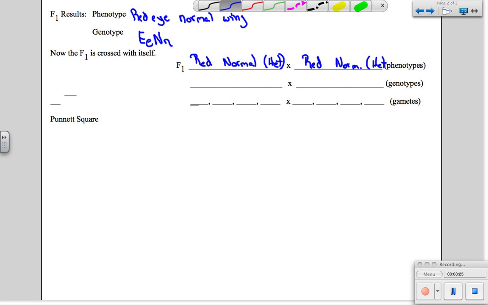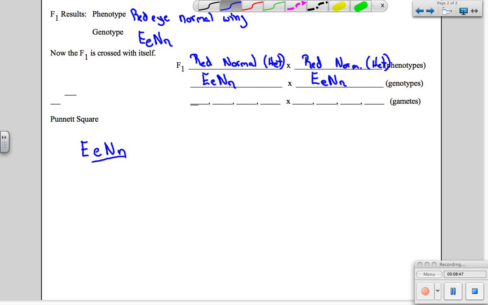The genotypes of my F1s are capital E, lowercase e, capital N, lowercase n, and since I'm crossing them with themselves, it's the same thing on the other side. Now, the question is, how many different gametes do I have? Let's analyze this diploid parent for just 1 minute here.